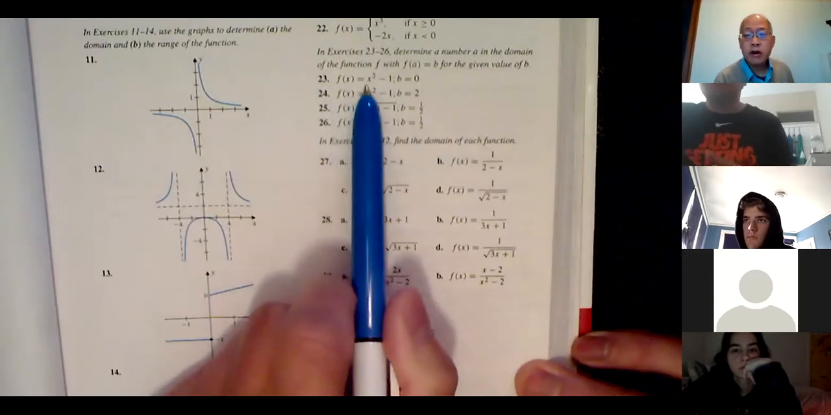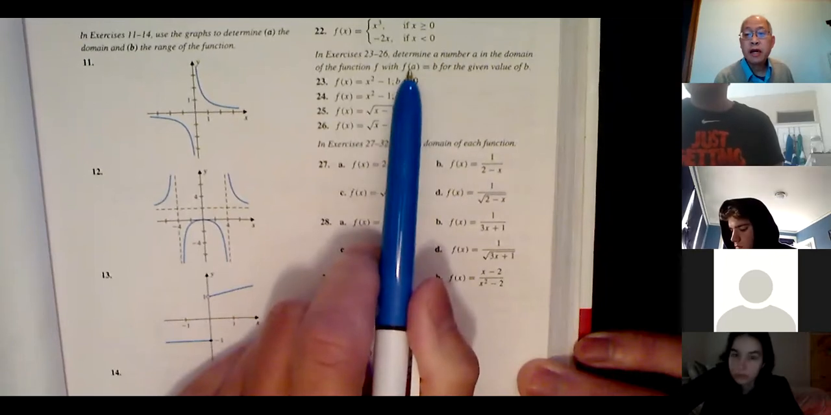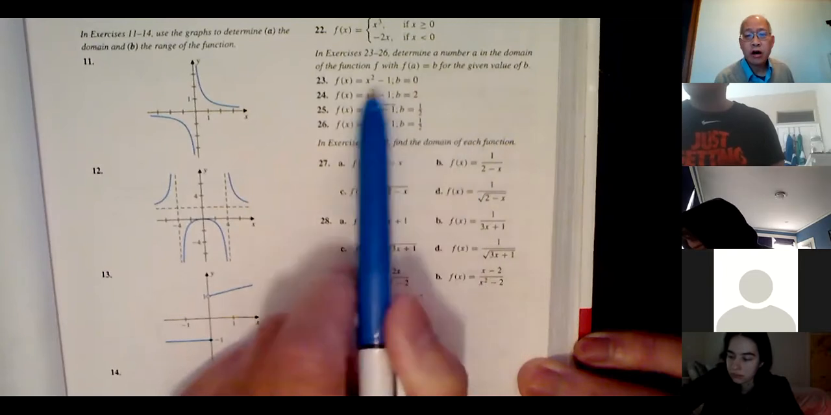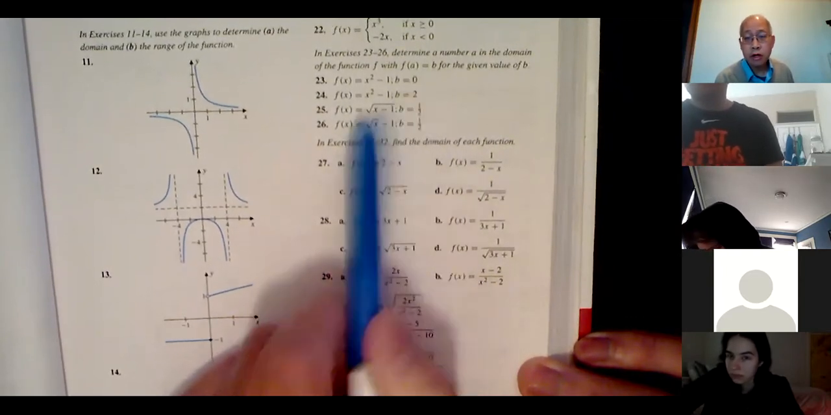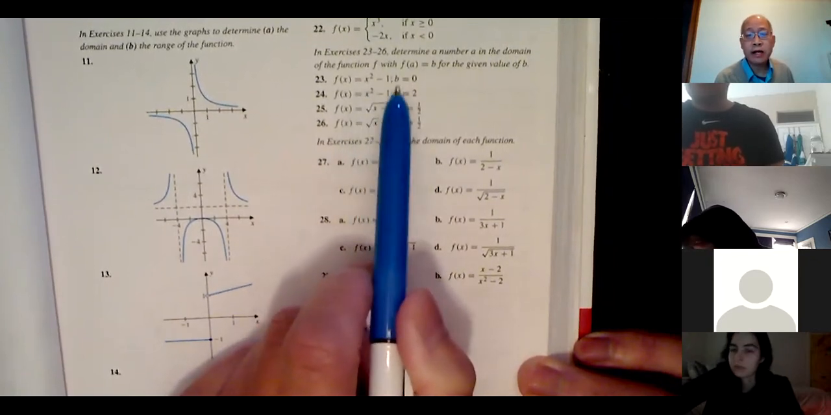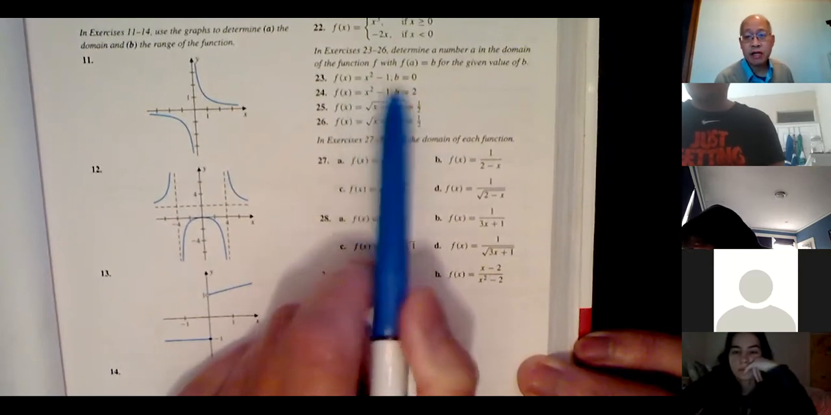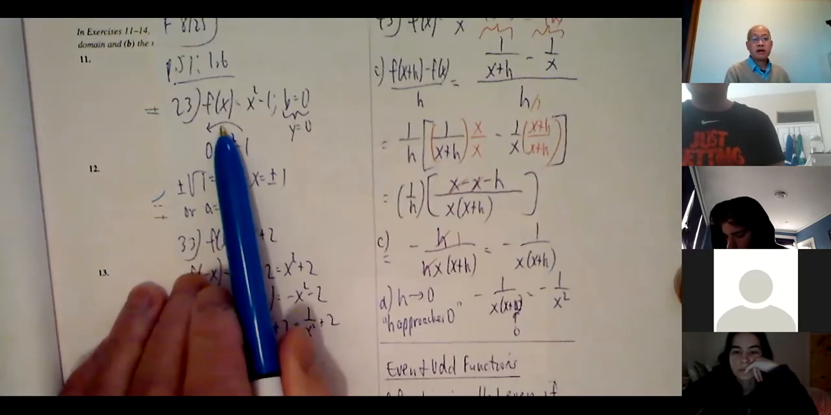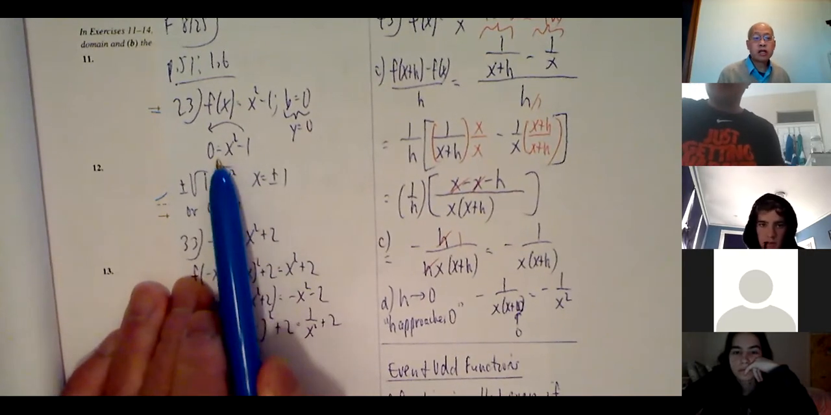They give you a function and they say, determine the numbers in the domain for which f of a equals b for the given value of b. All that means is set the function equal to 0. For 25, you would have set it equal to 1/2. So I just solved x squared minus 1 equals 0. That's what it means. The wording's kind of funny, but it means just set x squared minus 1 equal to 0. So when they say b equals 0, y equals 0, so just solve that.